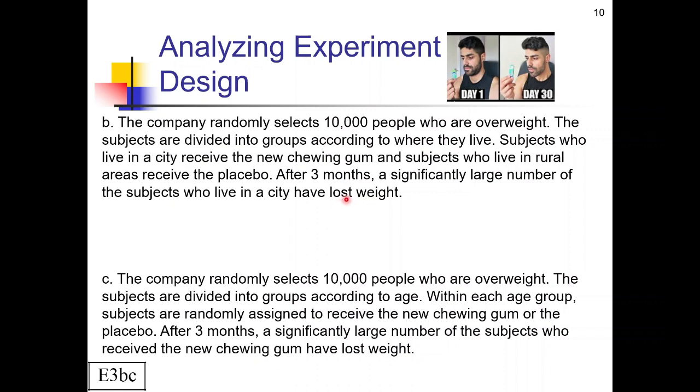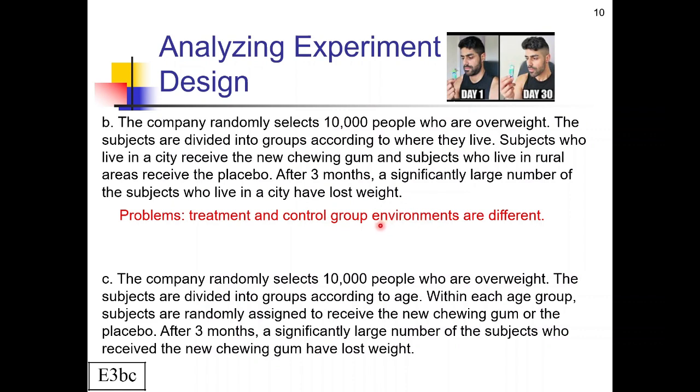All right, so things that the company did right this time around. So the random selection of the 10,000 people was good. The fact that it was 10,000 people, we've got a larger sample size, so that's a huge improvement on experiment A. There is an issue though, and that's that the two groups are in different environments. So the treatment and control group environments being different is a bit of an issue.